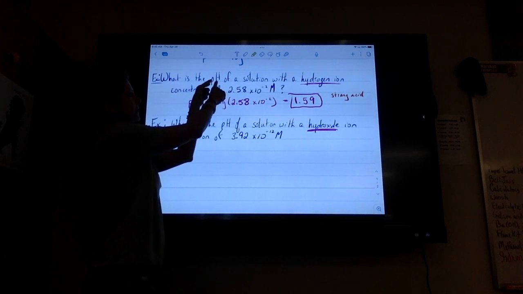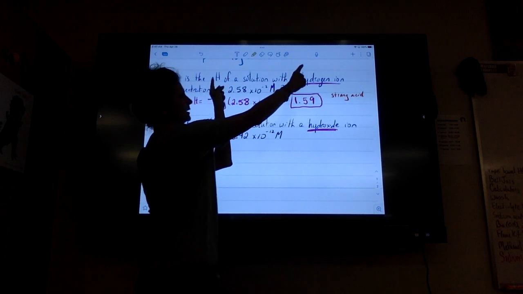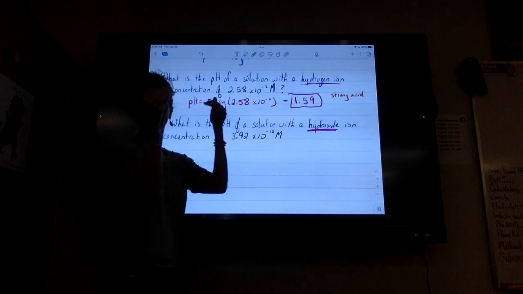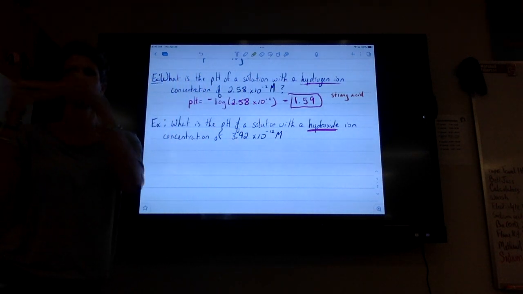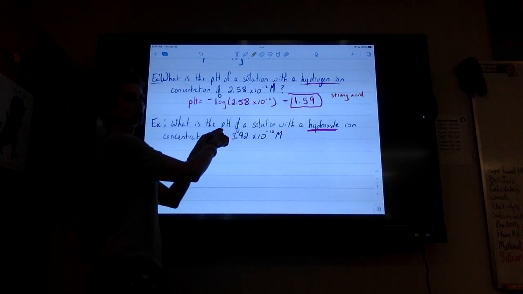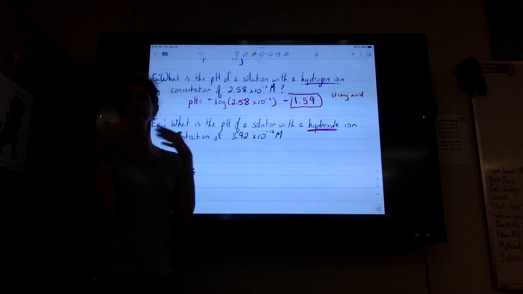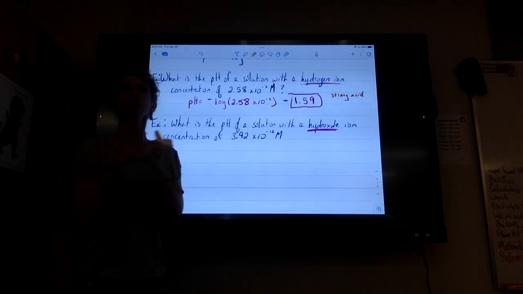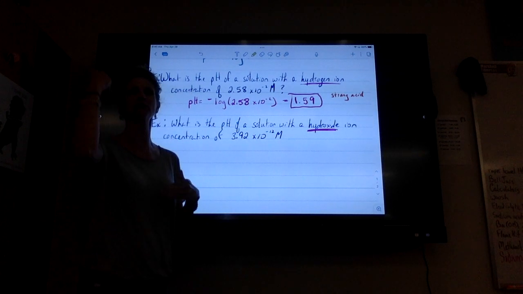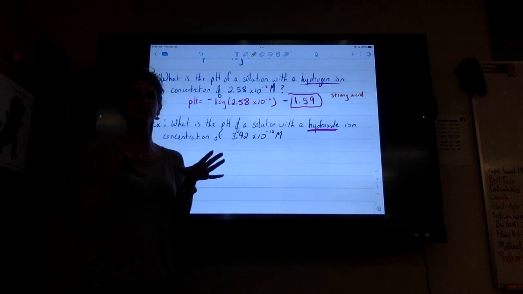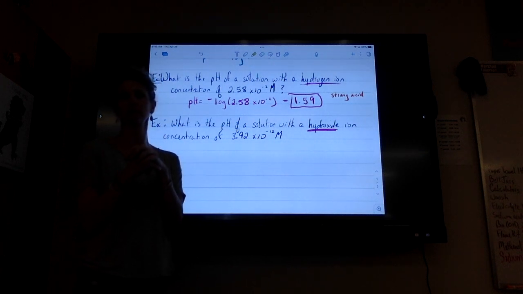See up here where it says pH and then hydrogen ion concentration, and that matches up? Here it says pH and hydroxide ion concentration, and that's not the same thing. That doesn't match. And so when those two things don't match, you're going to have to do one extra step. And it's a super simple step. You just got to remember to do it.